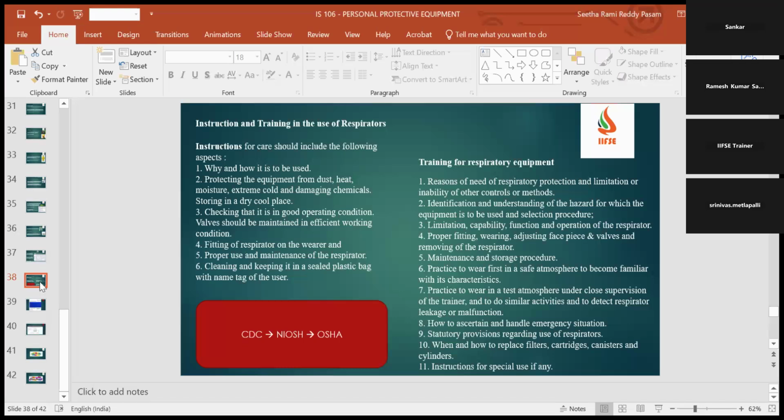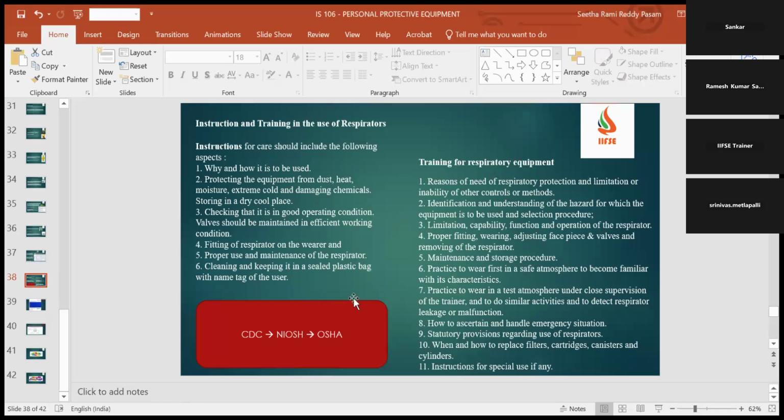And with respect to the training, again, the reason and need of respiratory protection and the limitation and inability of other controls and methods. So again, what is the reason for using this respirator, and also what are the limitations? You should not take this respirator as an ultimate weapon to fight against a hazardous atmosphere, and also the inability of other controls and methods. In case of any other failures, whether it can be used or not.